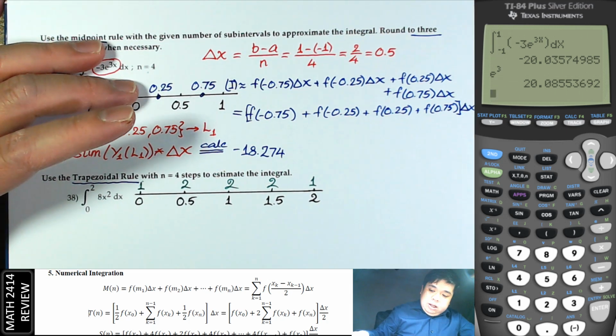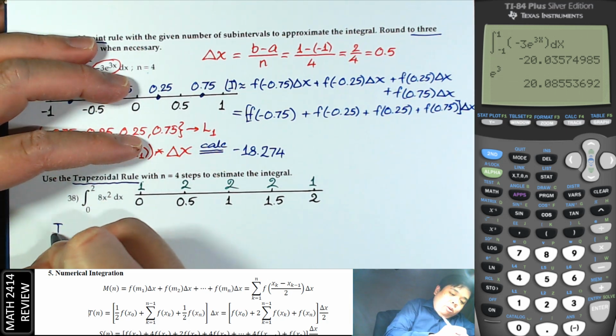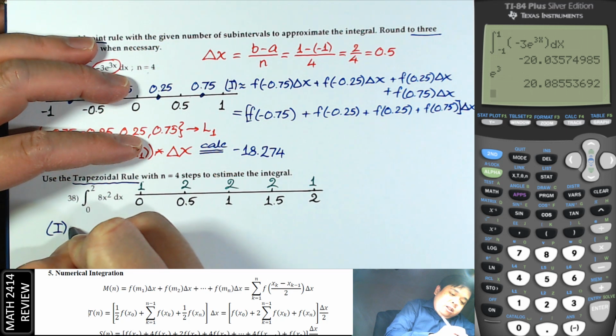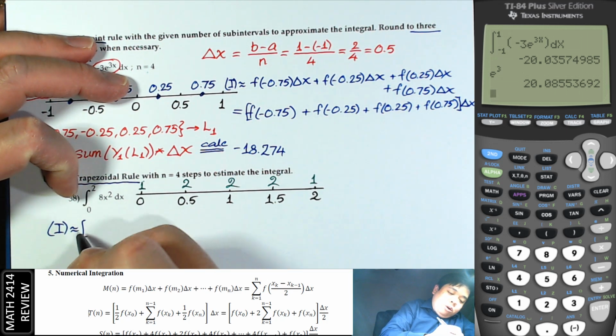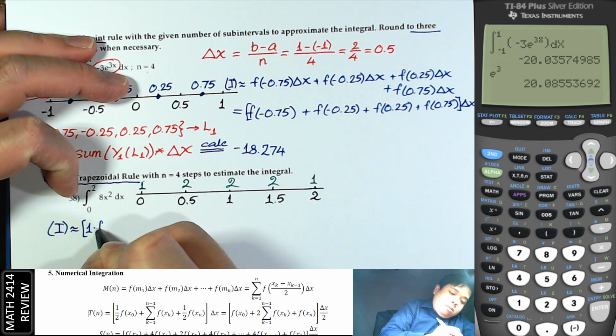So if we want to estimate, we will factor out delta x divided by 2. So we're going to have the coefficient times the value at this point.